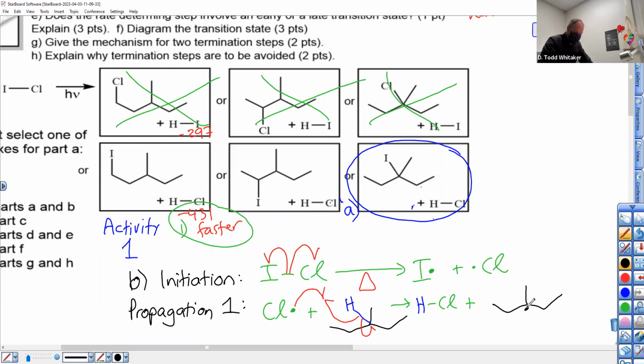Now I got to make that carbon radical into the carbon that has an iodine. So some of you want to hook it up with the iodine you didn't use in your initiation, right? You said, that would make life so easy. That would stop this reaction and you would have a terrible yield. Propagation 2, and I'll leave a little room.